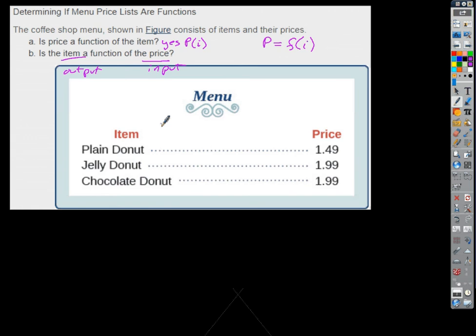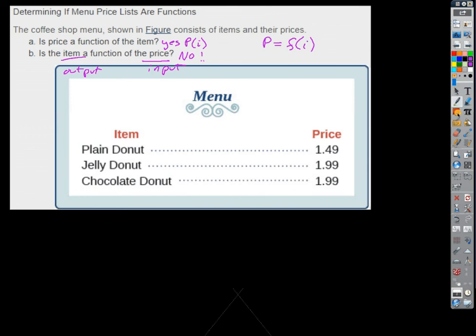How come? Because jelly donut and chocolate donut cost the same. If I go into that donut shop and say, I've got $1.49, what do you have for me? And the guy says, well, only one thing. You can buy a plain donut. That works. But if he says I've got $1.99, then the guy has to make a choice. There are two outputs, so that doesn't work. It's not a function if you flip it around like that. So the answer to this one is no.